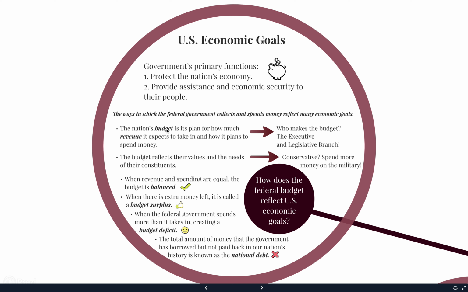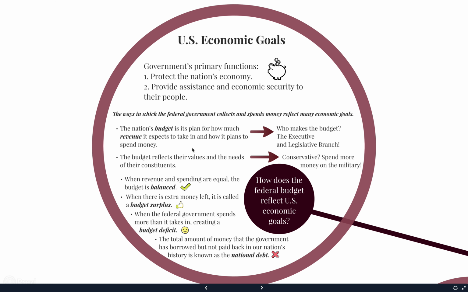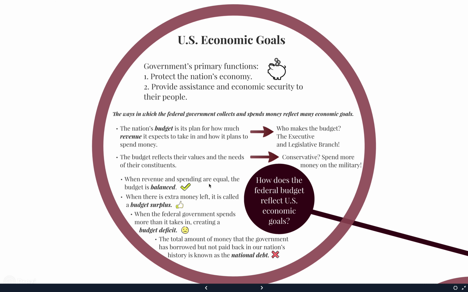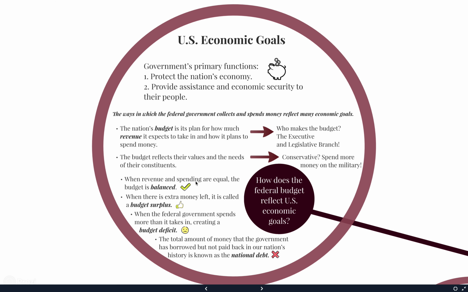So what is revenue? Revenue is basically the money that we take in. For example, if you have a part-time job and you make money, the money that you get from your paycheck is your revenue. And so the revenue in our budget primarily comes from taxes. So when we are spending as much money as we are making, then we have a balanced budget, and that's good. We always want a balanced budget.